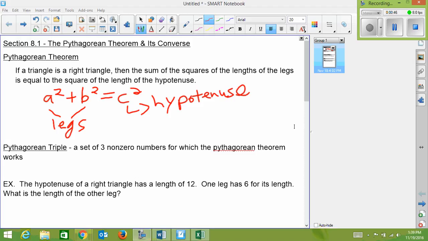Pythagorean triple: a set of three non-zero numbers for which the Pythagorean theorem works. So if a squared plus b squared equals c squared works, then it's a Pythagorean triple.